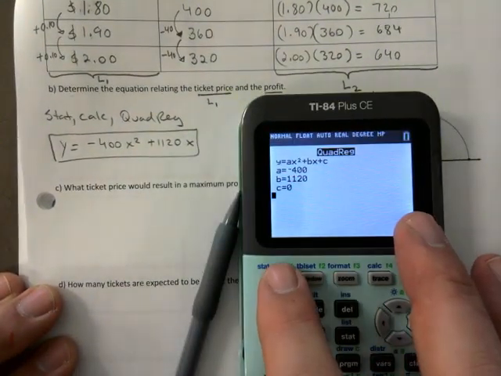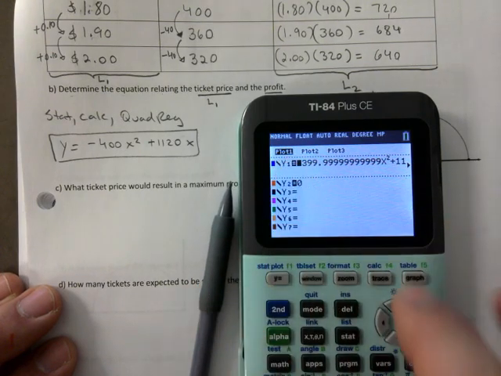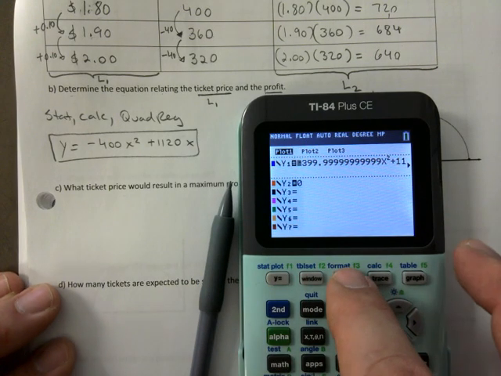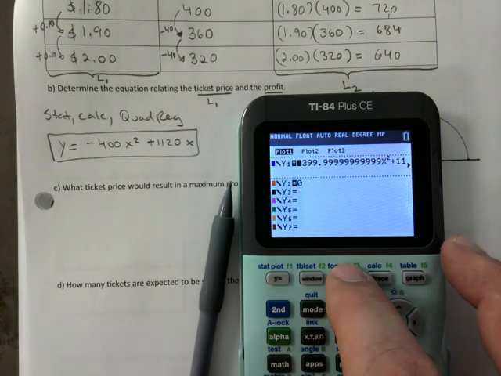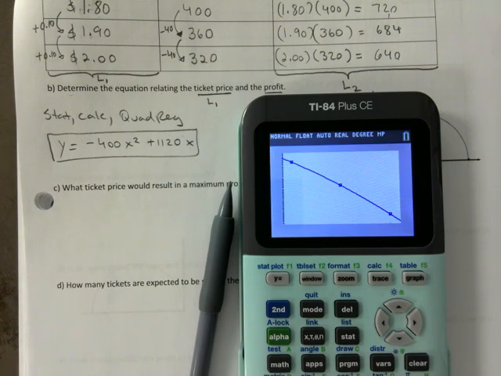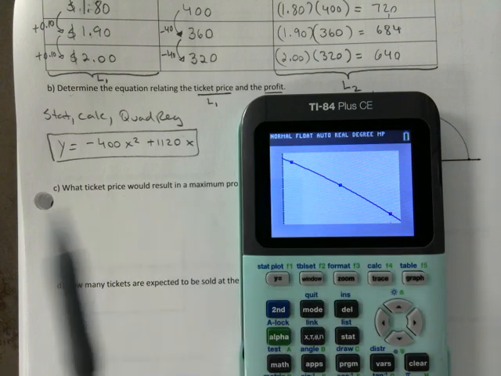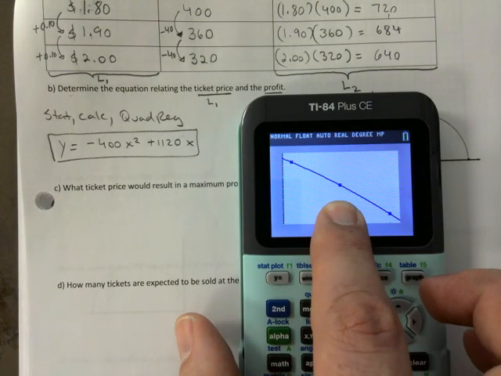I'm going to check if plot 1 is turned on. It is. Then I'm going to go zoom 9. You could try just graph it. Maybe you will see it. But I'm going to go zoom 9 for zoom stat. And you can clearly tell it's a bit of a curve, but it's not at all the whole picture.